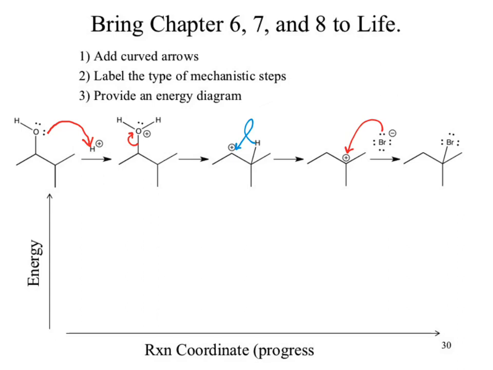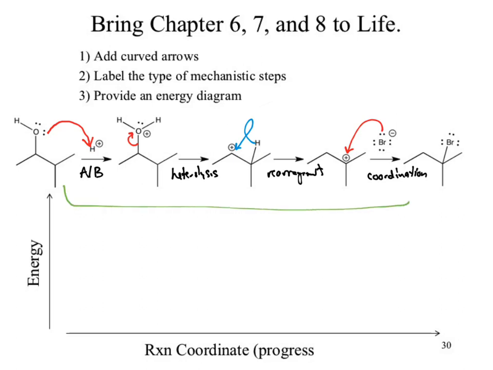So we have to be very careful to differentiate those, and it's not an easy one to nail down. Right? So the type of mechanistic steps: in the first one, acid-base. The next one, heterolysis. The next one, we have a rearrangement. That just says a rearrangement. And the last one is coordination. I don't know if I asked this one, but we're going to ask it now. What type of reaction happened beginning to end?